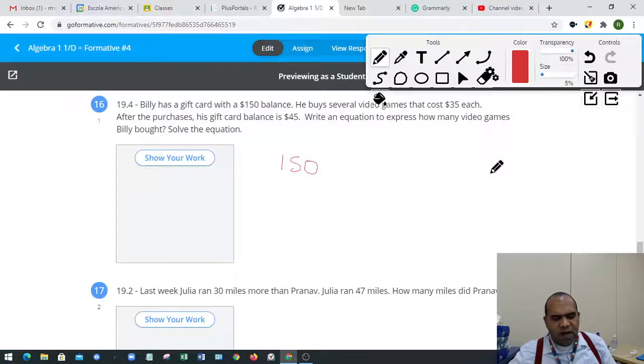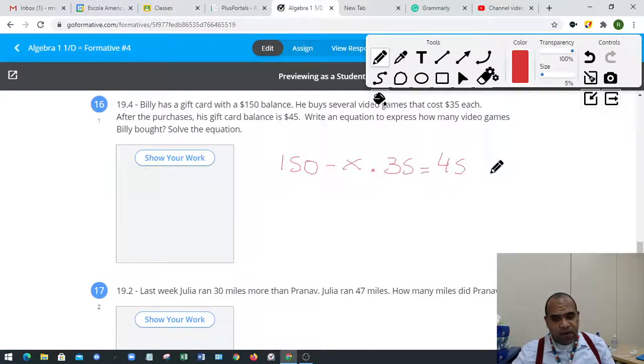He buys several video games. Several video games, I will call it x. That costs 35 each. If I pay it, I will multiply. His gift card balance is 45. Okay, nice, it's 45. I will subtract here. Let me subtract. 150 minus x times 35, and I got the final result, 45.